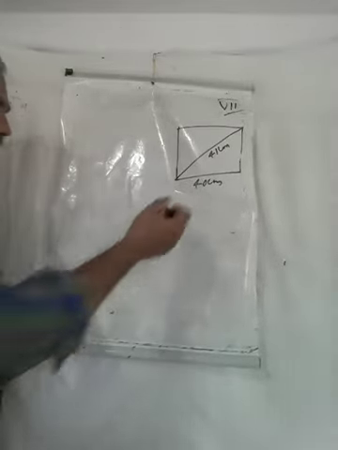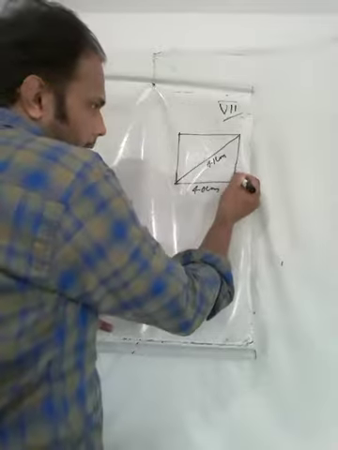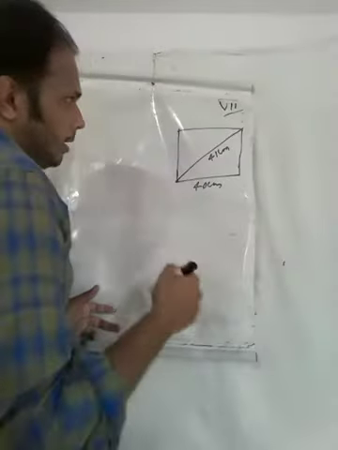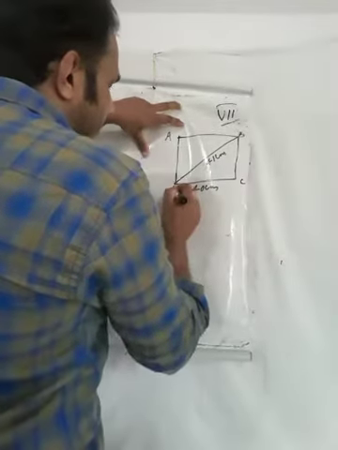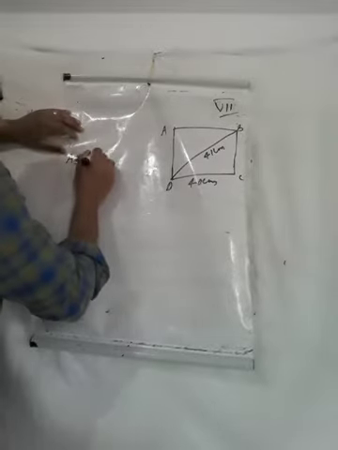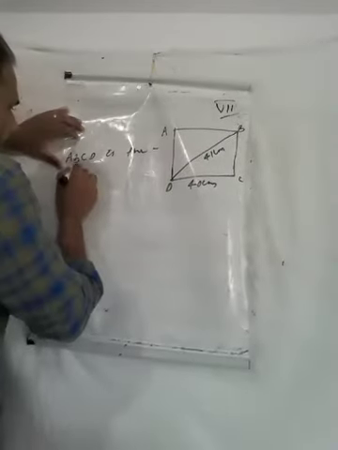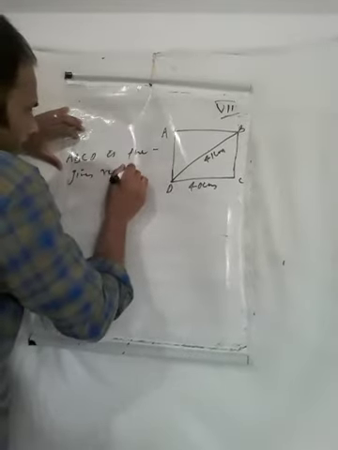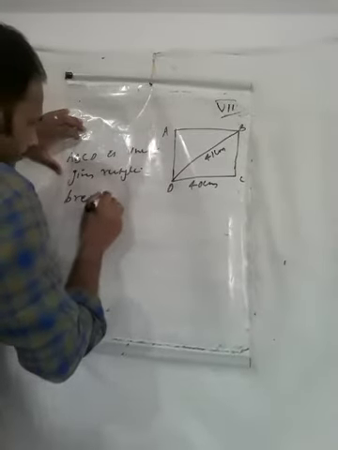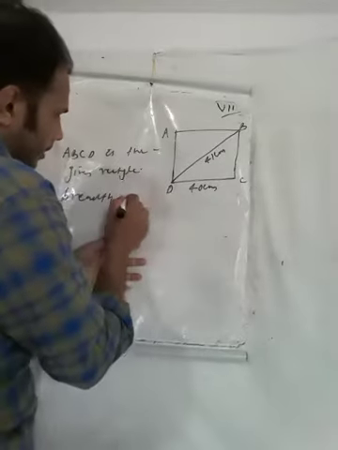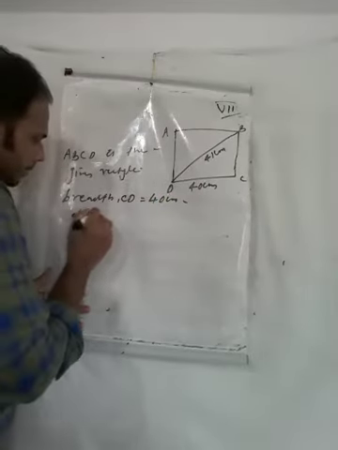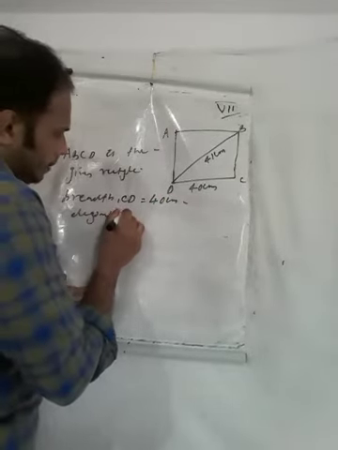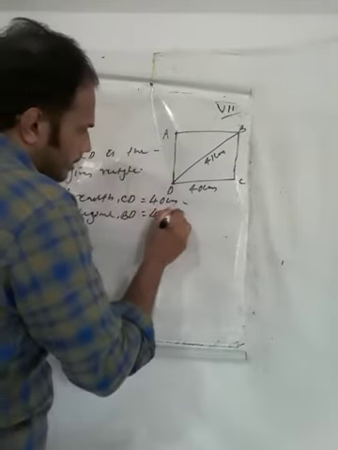So what can we do? Here the length is given and we need to find the breadth. Before that, this is a diagonal. So A, B, C, D is the given rectangle. CD equal to 40 centimeter. Diagonal BD equal to 41 centimeter.